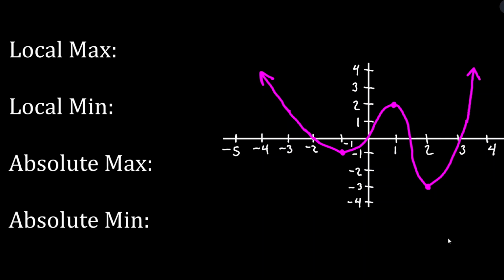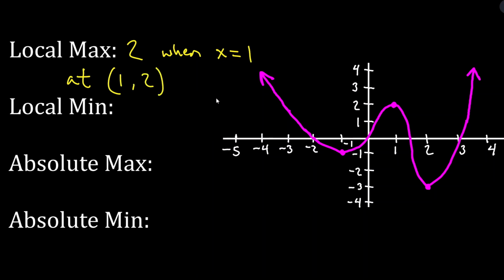All right, I see one local max, and that's here. And that's when x equals 1, the local max is 2. So we're going to say the local max is 2, and that happens when x equals 1. And then we could also describe it as a point. We could say the local max is at this point, (1, 2).